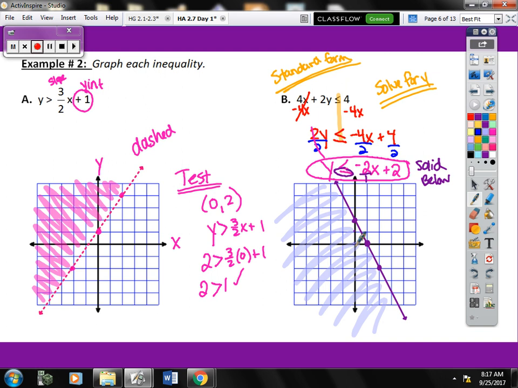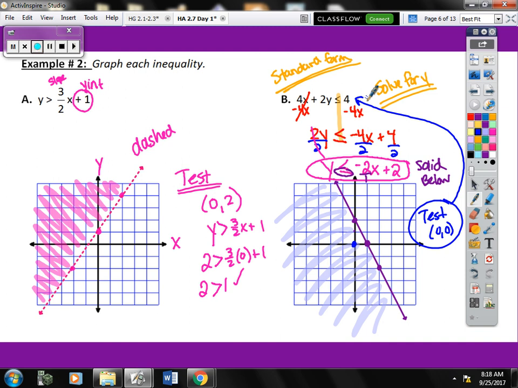Test point, I would choose 0, 0 because it does fall in my region. Now, when you do your test point, you want to make sure you plug it back into the very first starting equation. Don't plug it into the one you modified, because if you modified this incorrectly, it's going to tell you you got it right, even though you may have gotten it wrong.